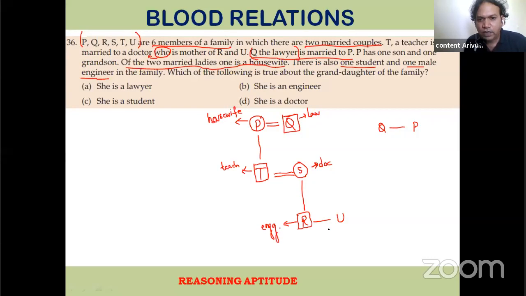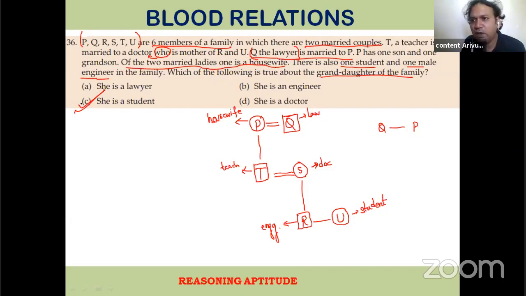And U is the female. So U is the student, and U is the granddaughter of the family. So they're asking you, which of the following is true about the granddaughter of the family? The answer is she is a student.